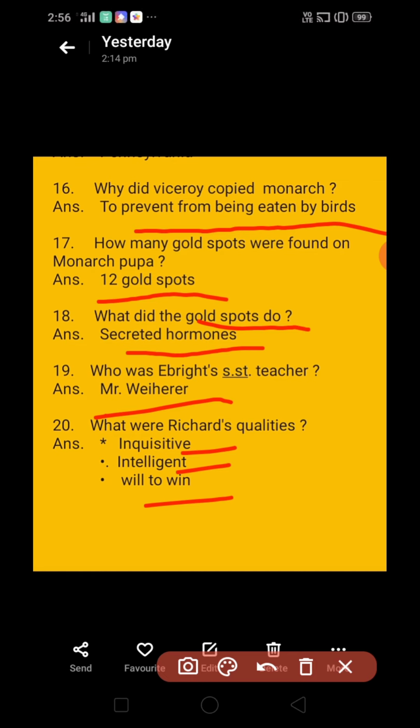So, dear students, I hope you are clear about the most important points in this text, The Making of a Scientist. This will help you understand the overall matters of this chapter, and it will be very helpful in your examinations, that is, the board examinations.